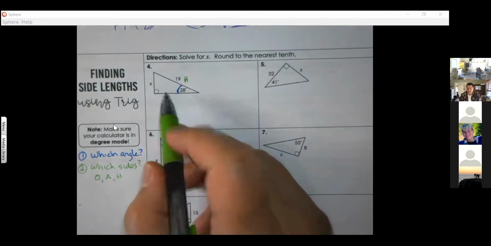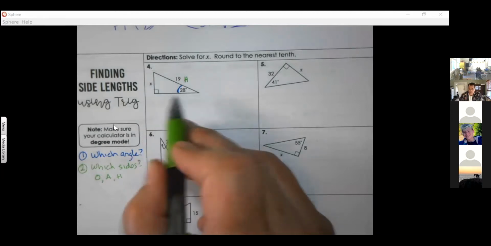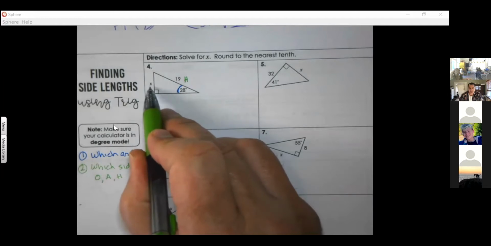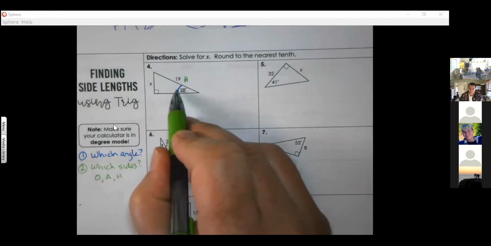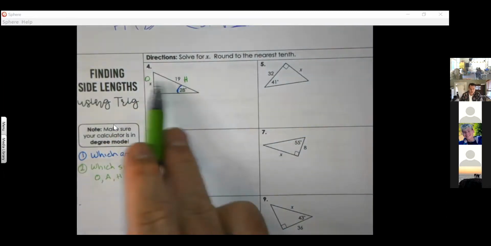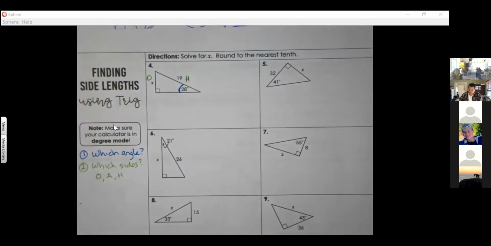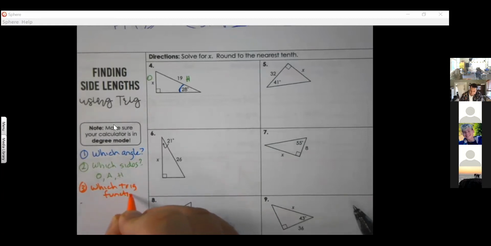But for this other one, I have to look at, in this case, the x. I want to get the x in my equation. So that's the side I want to look at relative to the 28, is that the opposite side or is that the adjacent side? Opposite. Good. So once I establish that I've got O and H, I have to ask myself, 3, which trig function? And this is SOHCAHTOA.